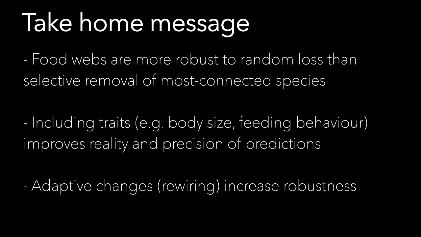Finally, also considering adaptive changes like rewiring, the possibility of predators to change their prey, also increases network robustness. After this, in the next class, we'll deal with the other external factors that can contribute to network robustness and stability.